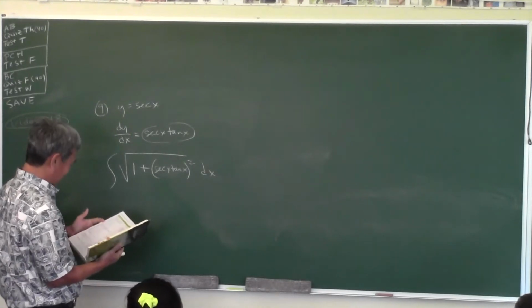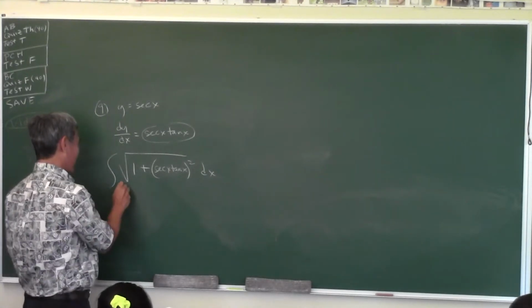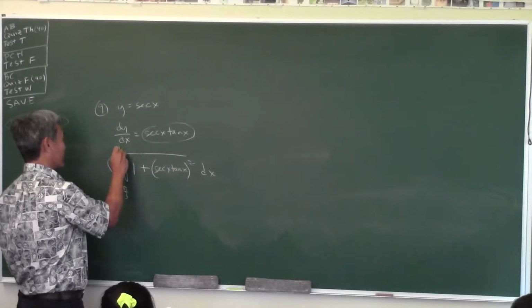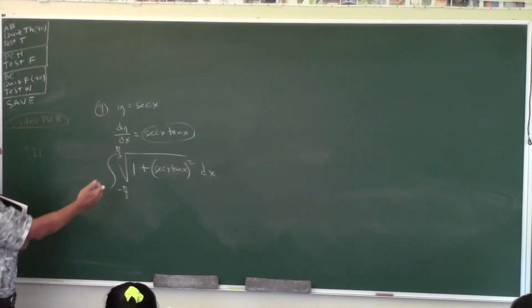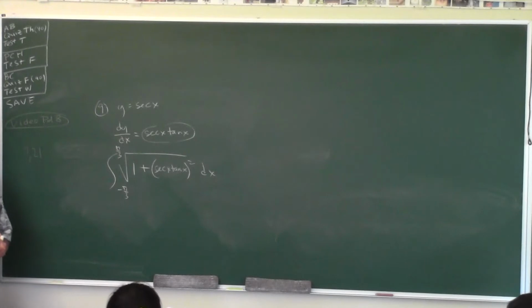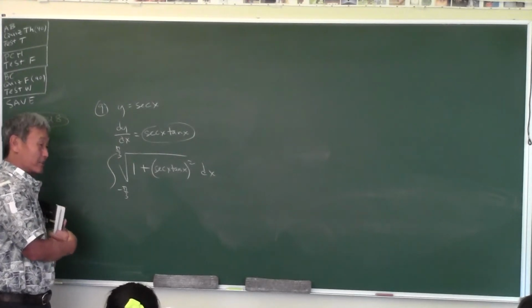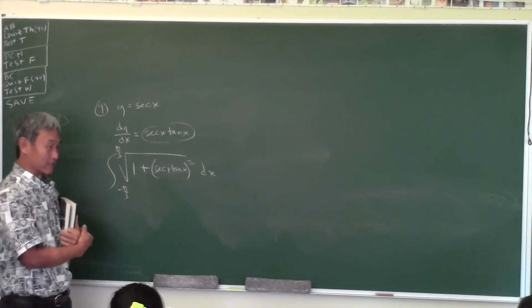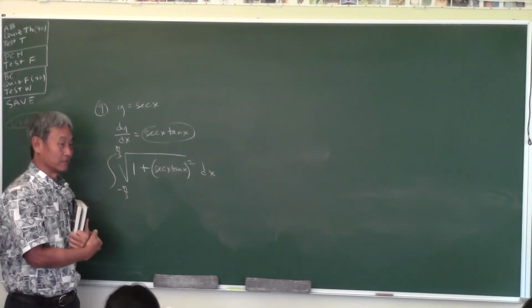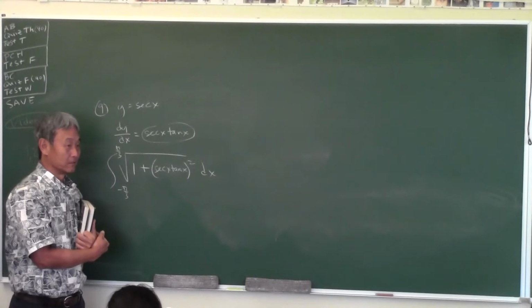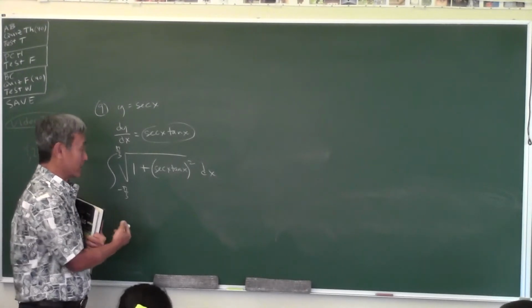Number 9: negative pi over 3 to pi over 3. See, this integral you can't do by hand, so you have to use a calculator for it. So just punch it in your calculator. And I understand some people had problems punching it in. Yeah, you gotta use a calculator.